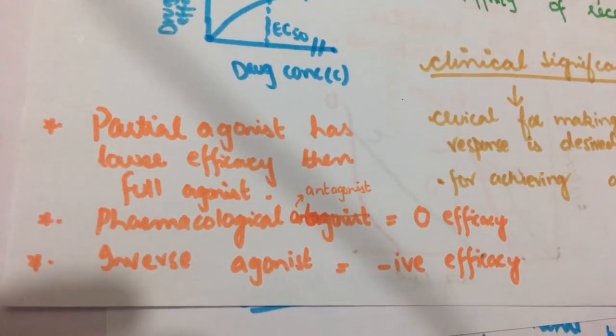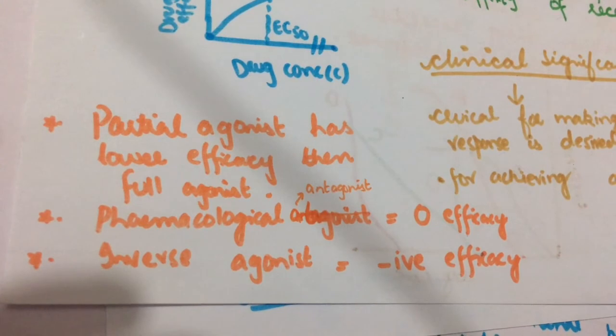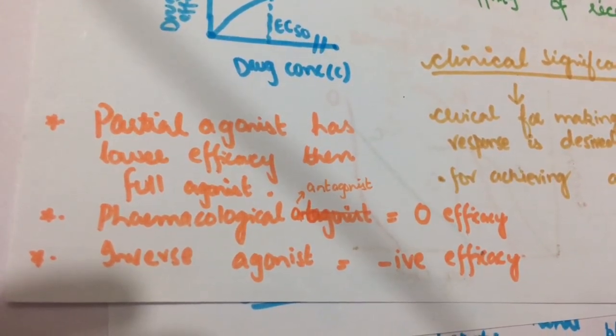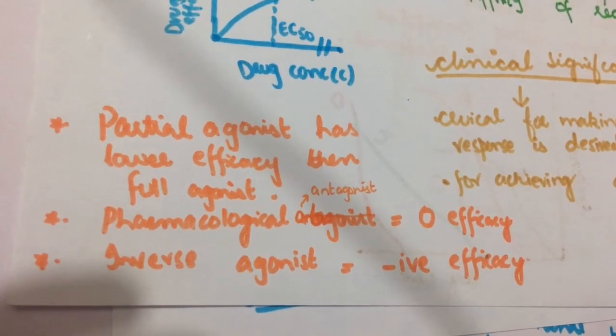Partial agonist has lower efficacy than full agonist. Pharmacological antagonist has zero efficacy, and inverse agonist has negative efficacy. That was all from the topic of efficacy.